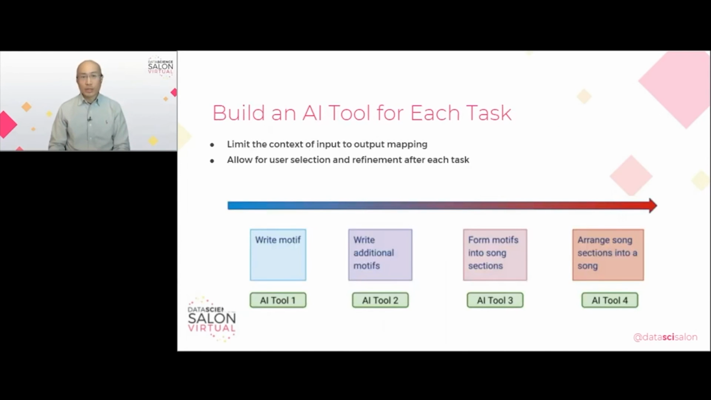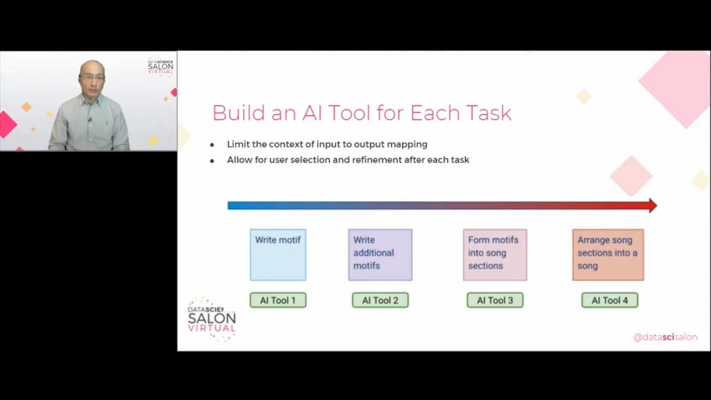Another thing we can try to do is we can try to build an AI tool for each task. So this sequential process that I mentioned earlier, we can break it down into individual tasks, and we can build an AI tool for each task. And what this does is it limits the context of this input to output mapping, so this X to Y mapping. So it's a little easier for the AI tool to understand what are the relevant features of X that can be mapped to Y.